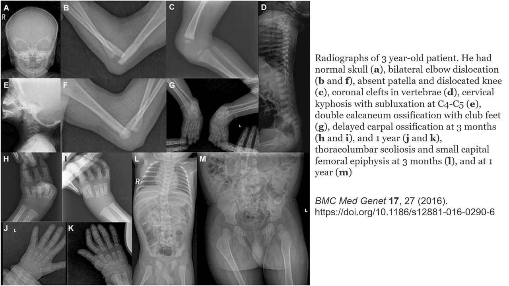and 1 year, thoracolumbar sclerosis, small capital femoral epiphysis at 3 months and at first year.